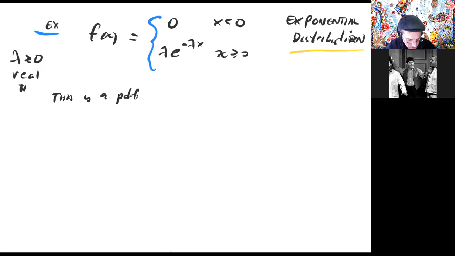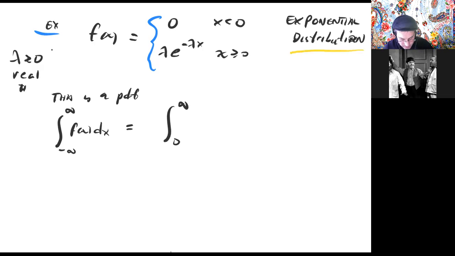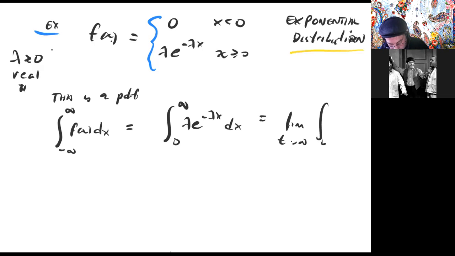In order to do that, I have to show that it's certainly non-negative. I just have to compute the integral from minus infinity to infinity of f of x dx, and I better get 1. But this is the same as the integral from 0 to infinity of lambda e to the minus lambda x dx, because for x less than 0, the value of the function is 0. And this is the same as the limit as t goes to infinity of the integral from 0 to t of lambda e to the minus lambda x dx.